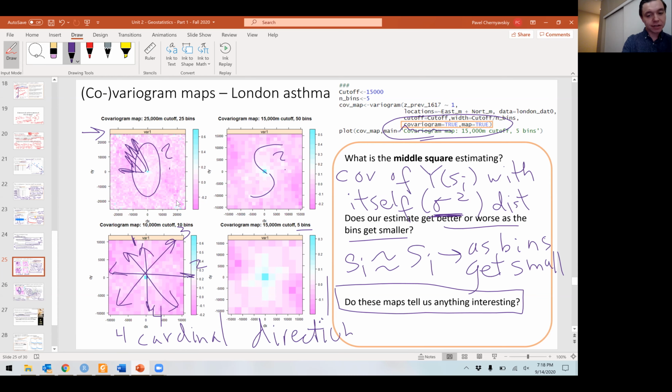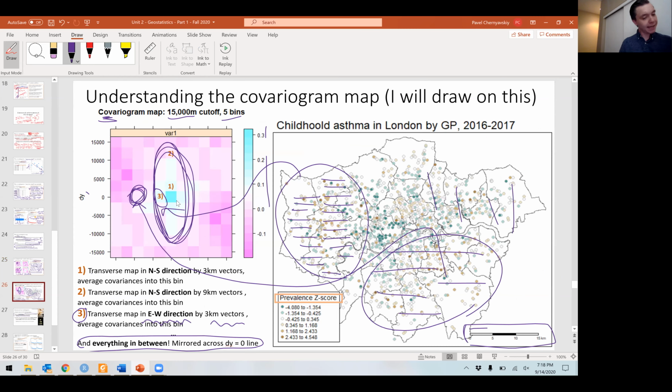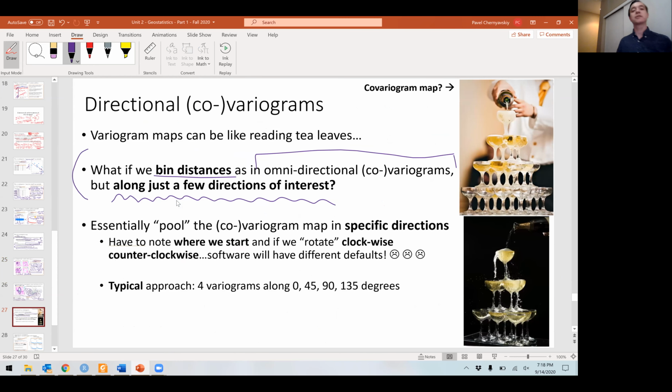If you're getting frustrated with the exploratory tools, I hear you. We're moving on to inferential statistics next week. But this stuff still has its use as long as we understand its limitations. So we're basically going to pool our covariogram maps in specific directions.